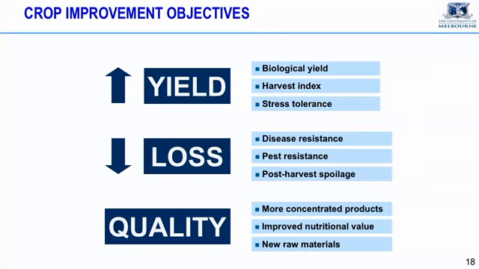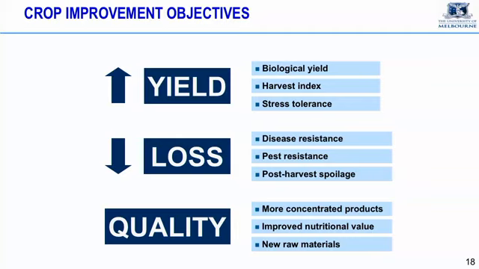The second thing you want to try to do, and plant breeders do this, is try to minimise losses. So the major loss, of course, is diseases. Your whole crop can get wiped out with diseases. It can also get wiped out with pests, which are insects and the like. And the third thing that you do, which is one of the big areas of loss in the world, is post-harvest spoilage.